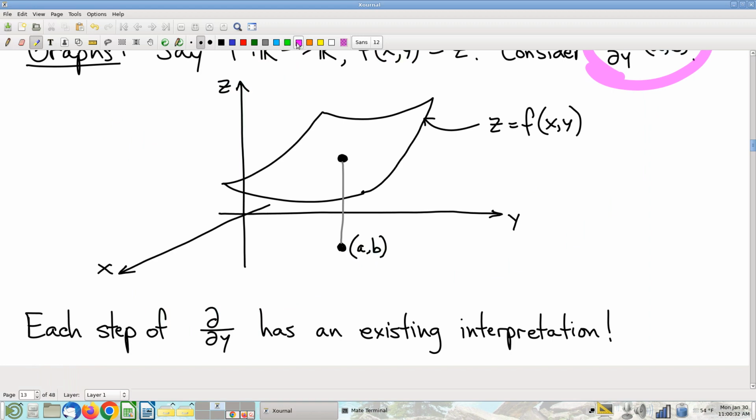When you're taking y partials, there are various steps in the process of computing the y partial, and the good news, each of those steps has a pre-existing geometric interpretation. And all we have to do is kind of walk through and just note what the geometry means in each of those cases, for each of those steps.